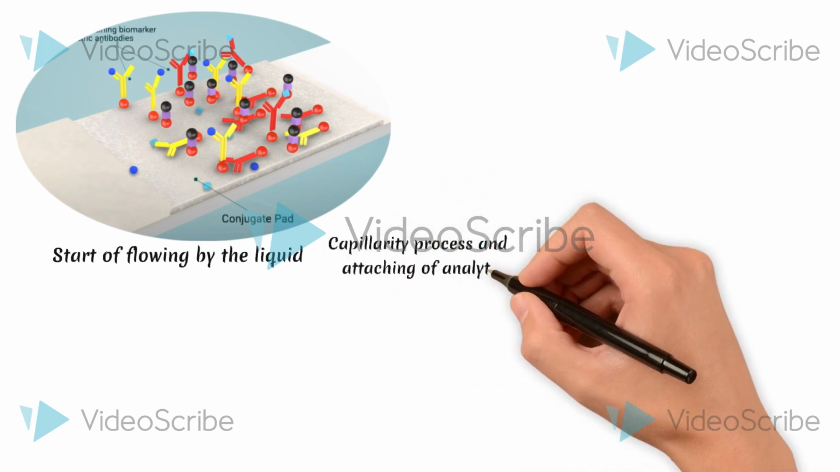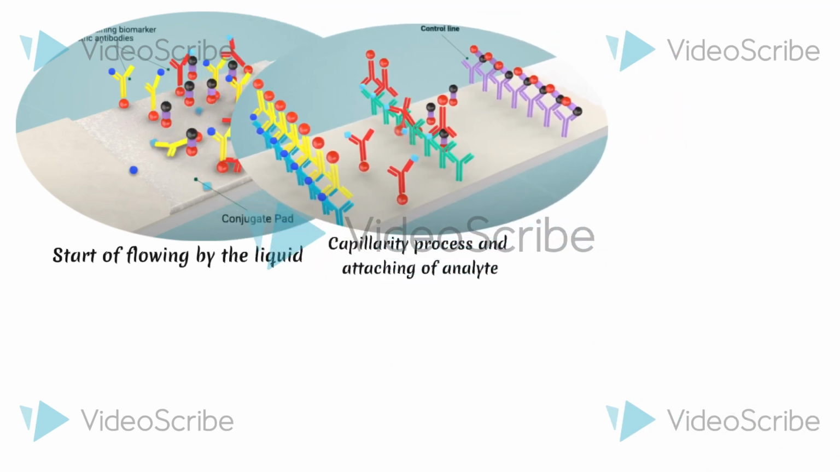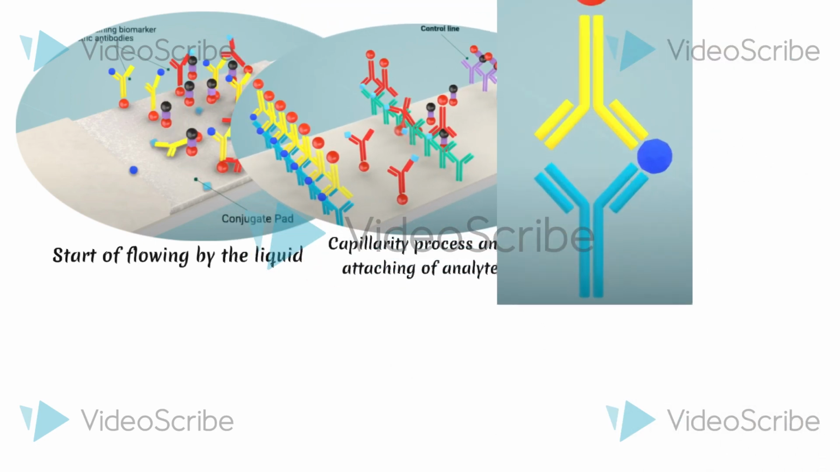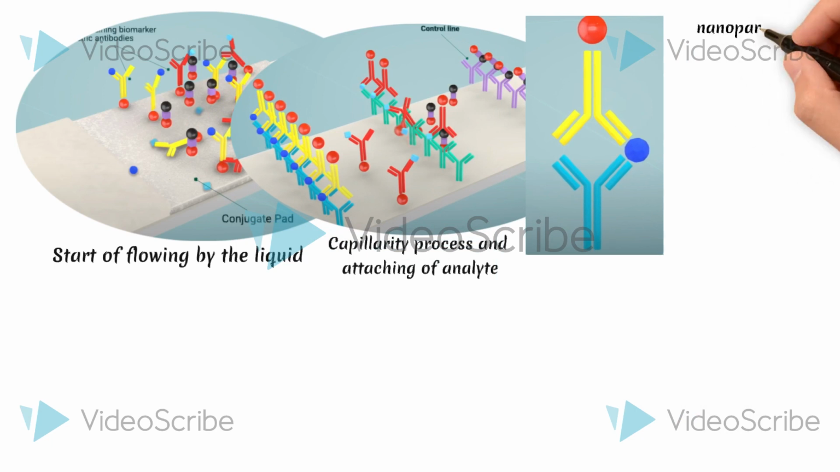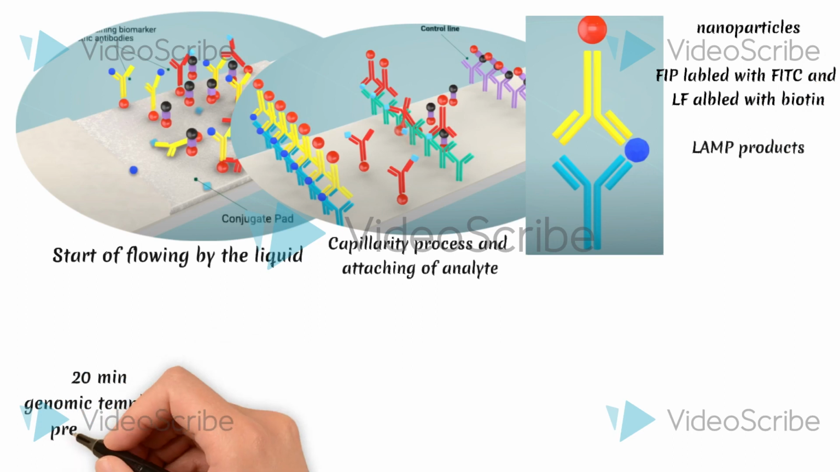The conjugate, rehydrated by the liquid, will flow by capillarity across the detection pad to the absorbent pad, passing through the test line, where it will be captured only if the conjugate has the analyte attached, and to the control line, being always captured to evidence that the assay works.